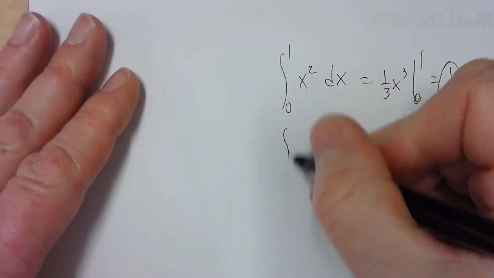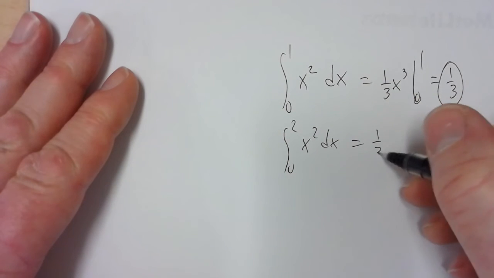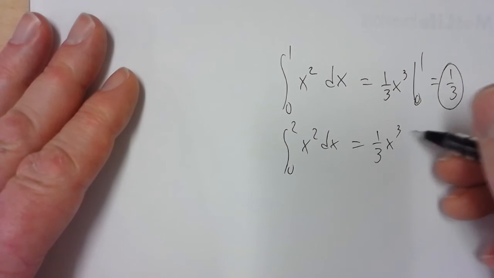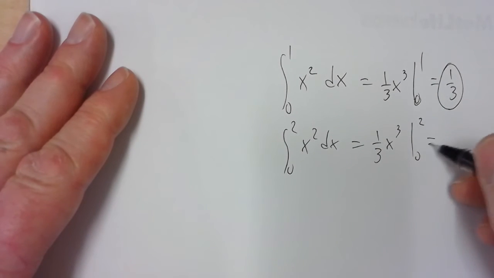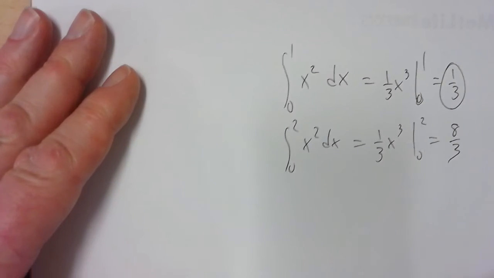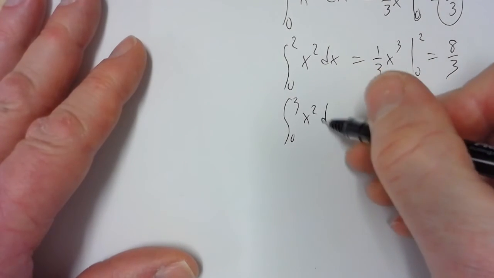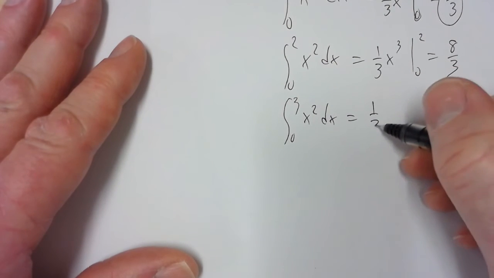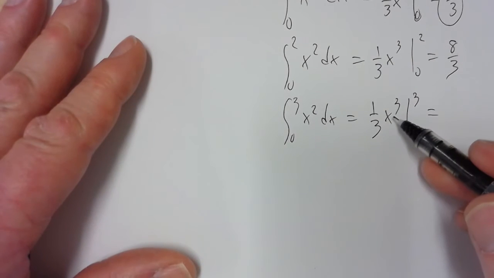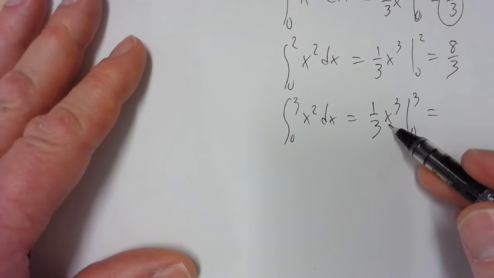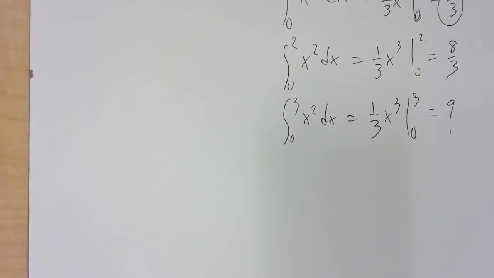If you did integral 0 to 2 x squared dx, it would still be 1/3 x cubed, line 0 and 2. Put in 2, that would be 8, so it would be 8/3. And then you could go 0 to 3. Integral 0 to 3 x squared dx is 1/3 x to the third, 0 and 3. Put in 3, that would be 27 divided by 3, which is 9. So the answer is going to be 9 for that one.